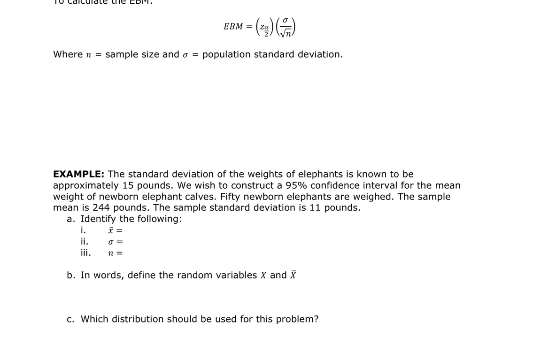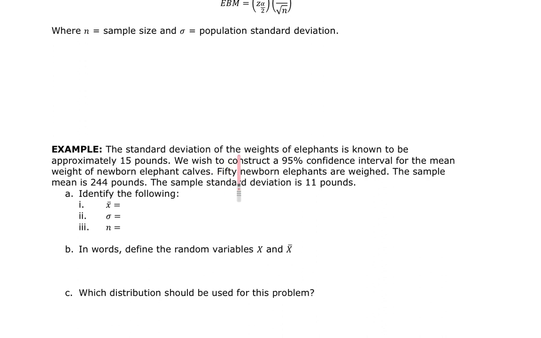Man. So here is our first example. A standard deviation of the weight of elephants is known to be approximately 15 pounds. That's our sigma. We wish to construct a 95% confidence interval for the mean weight of newborn elephant calves. 50 newborn elephants were weighed. The sample mean was 244. The sample standard deviation is 11. So we now have the X bar, which is 244 pounds. The sigma is the 15 pounds. The N is 50 elephants, and notice I don't actually care that much about the 11 pounds at this moment.